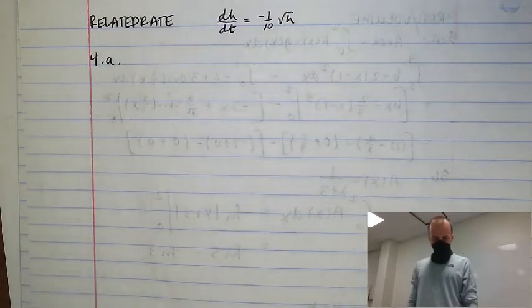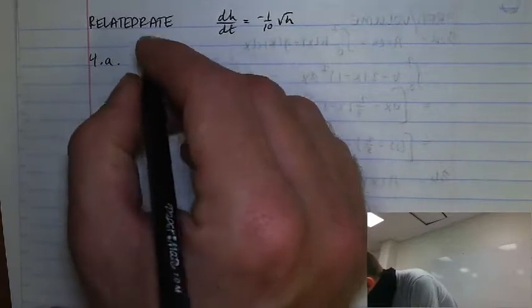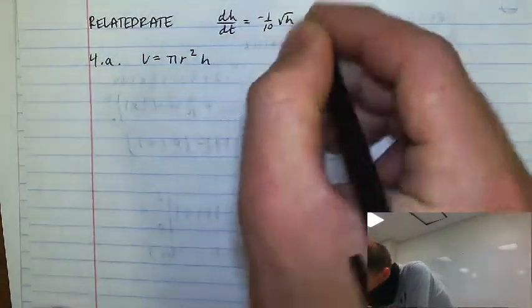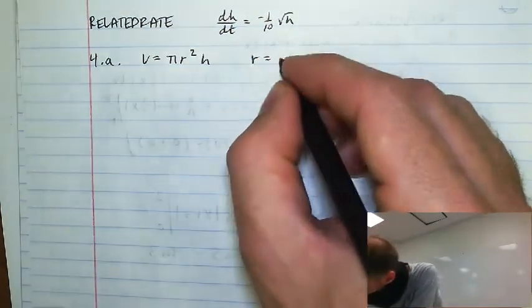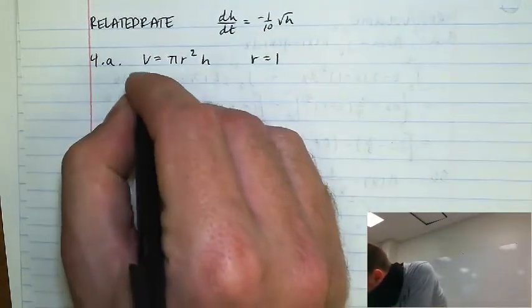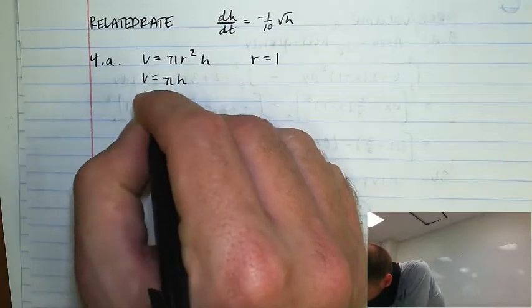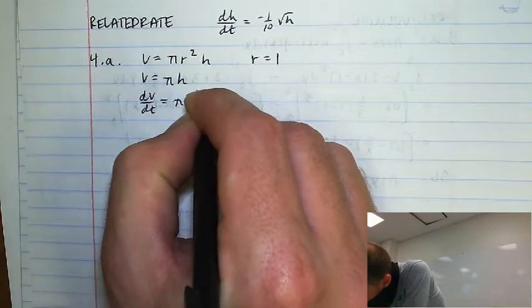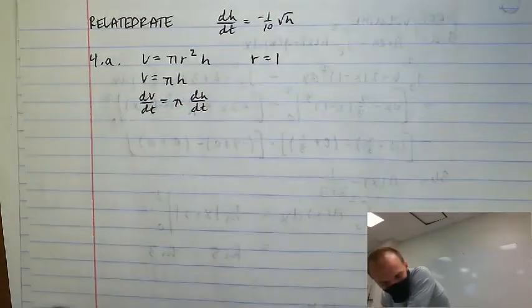Rate of change of the volume of water in the barrel with respect to time when the height of the water is 4 feet. Okay, yeah. So V is pi r squared h. r is constant throughout the whole cylinder at 1, meaning V is pi times h, and dV dt is going to be pi times dH dt. This is a pretty nice related rate scenario. I like this one.